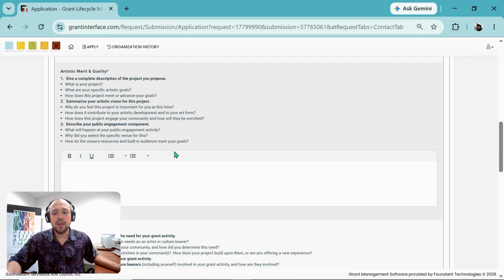One thing that stood out immediately is the level of detail throughout the response. Rather than speaking in general terms, Lydia consistently provides enough detail for reviewers to understand exactly what she's proposing. Whether she's describing the artwork, the artistic techniques she'll be developing, or the public engagement activities, reviewers rarely have to guess what she means.